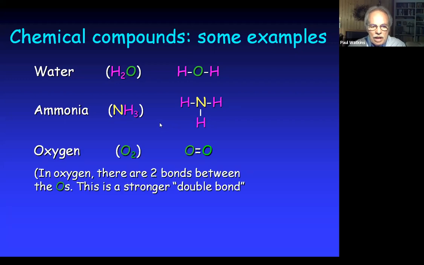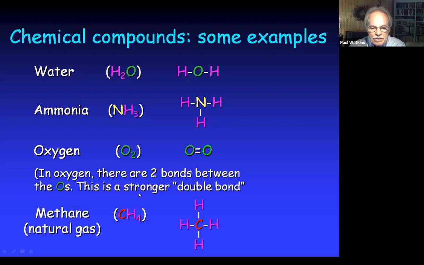Another common example is oxygen, which we all know is O2. And it turns out that oxygen makes two bonds between the two atoms of oxygen. And this is a double bond, which is a stronger bond. Methane, which is natural gas, its chemical formula is CH4. And the carbon, a single carbon atom, is bonded to four different hydrogen atoms. Again, following the rules where carbon can make four bonds, hydrogen only one. Remember this for later on in the talk.